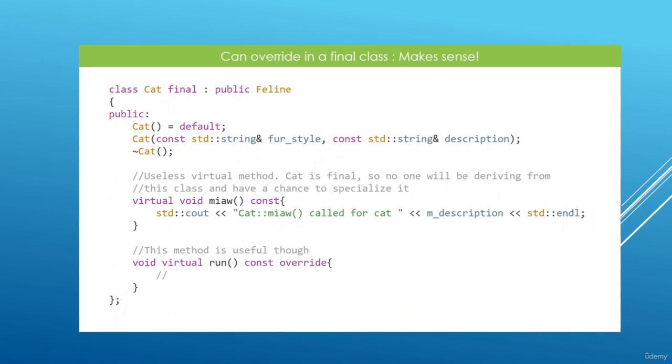Okay, one thing you should know though is that we can override in a final class. And this is going to make sense because, for example, the run method is coming from the feline class. And here we are just specializing that, so we are marking that as an override here, even if this is a final class. So be careful, this is valid C++ syntax, this is going to work just fine.